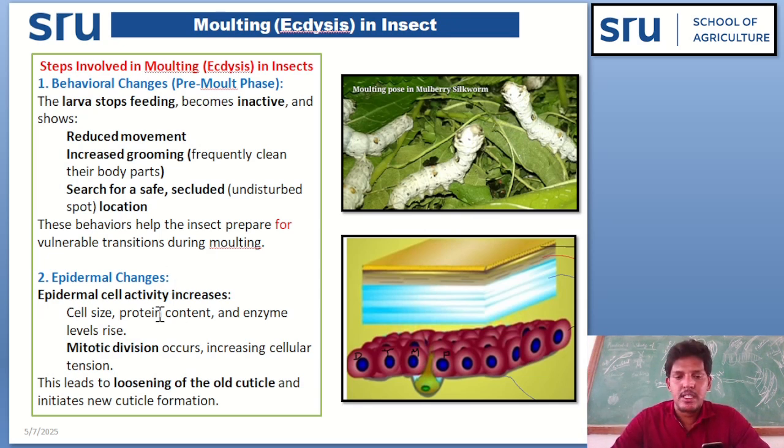Epidermal changes. Epidermal cell activity increases, that is, cell size, protein content, and enzyme level in the cell increase. Mitotic division occurs, increasing cellular tension. This leads to the loosening of the old cuticle, and formation of the new cuticle will occur.